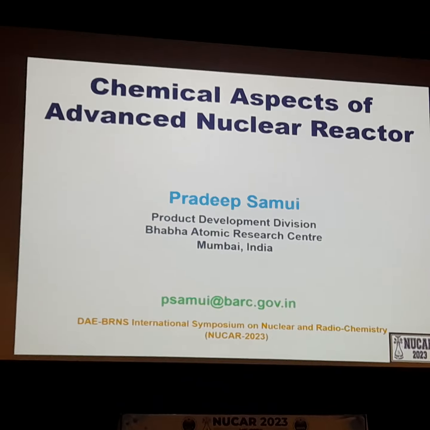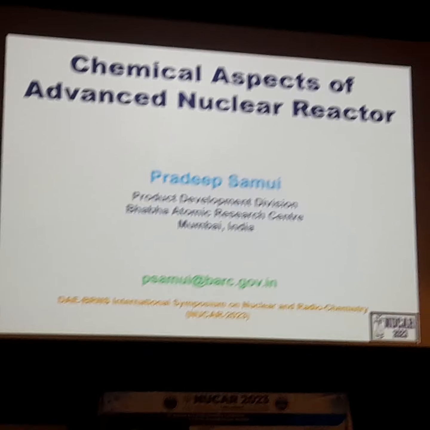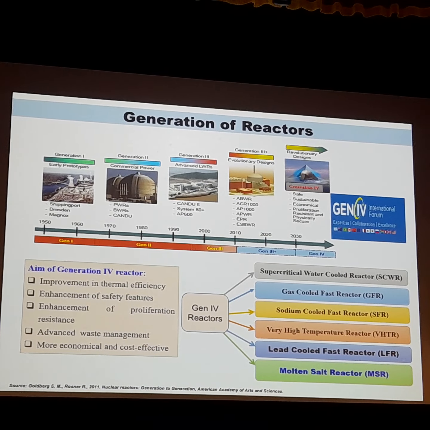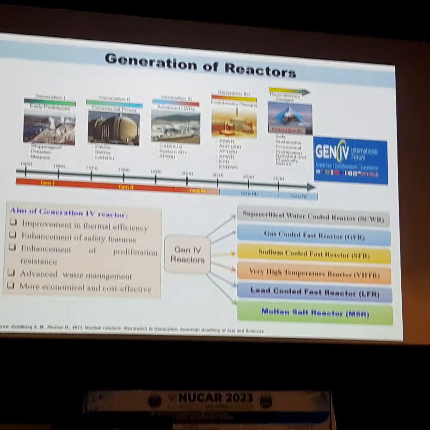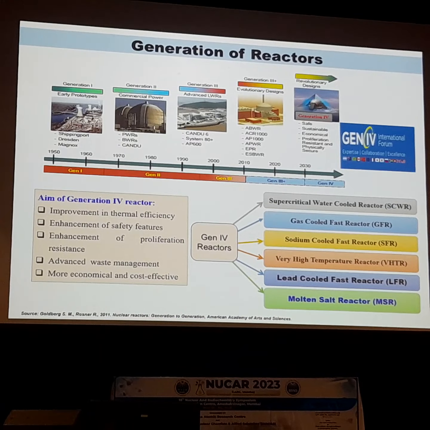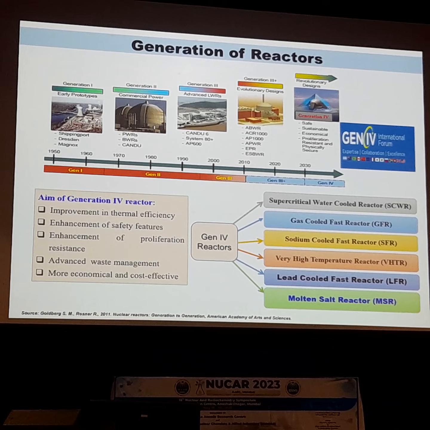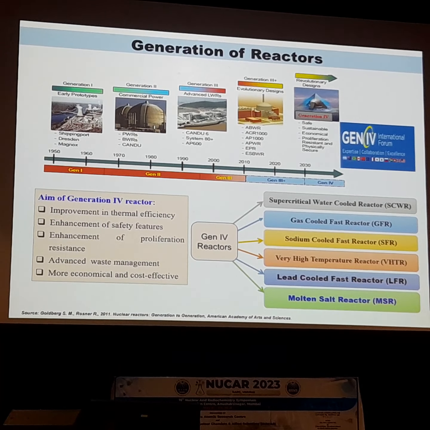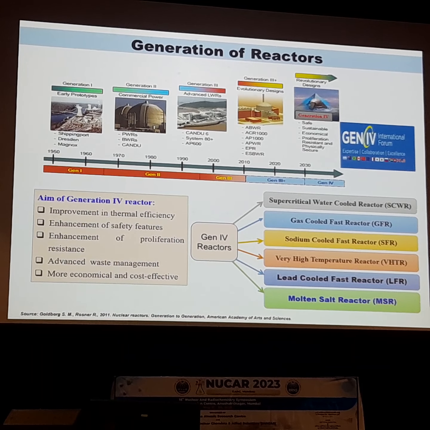So my topic is chemical aspects of advanced nuclear reactors. If you see the generations of reactors, there are generation 1, generation 2, generation 3 and generation 4. From generation 1 to generation 3, these reactors are derived from nuclear propulsion with additional safety and security. Then in 2001, the Generation 4 International Forum was established.